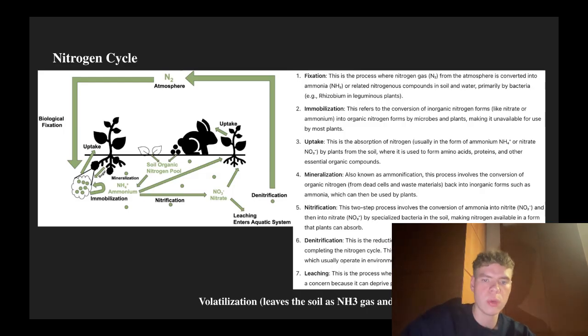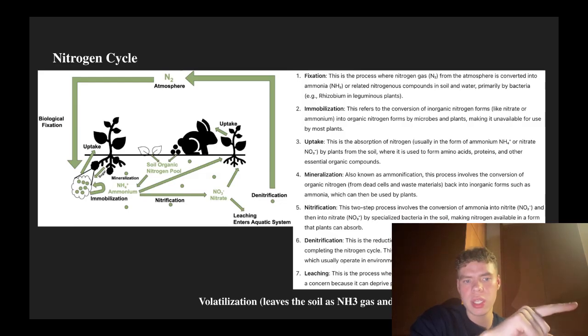So first we have N2, and nitrogen fixation is when N2 comes into the ground and it is converted into ammonia, NH3, by microbes. Microbes are doing most of this work. So microorganisms, basically bacteria in the soil, are doing this conversion. So nitrogen gas comes into the ground, it is converted into ammonia. This ammonia is available for use and it is taken up into the plants and it is used for energy.